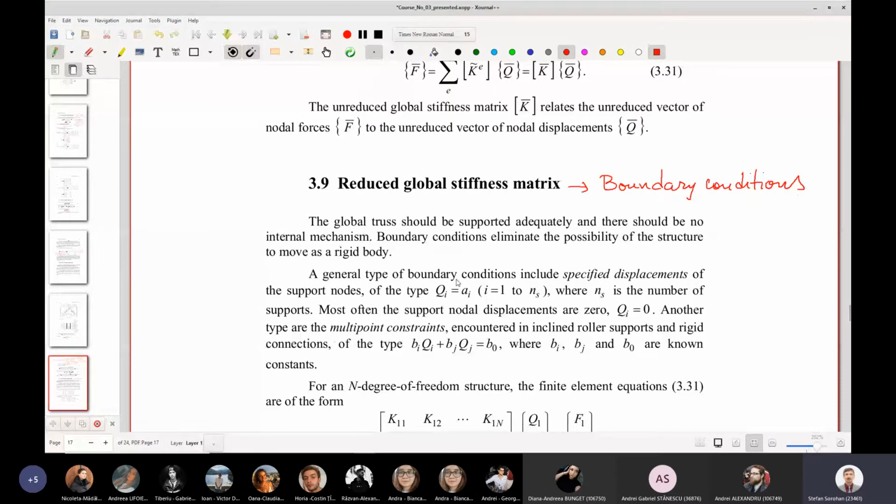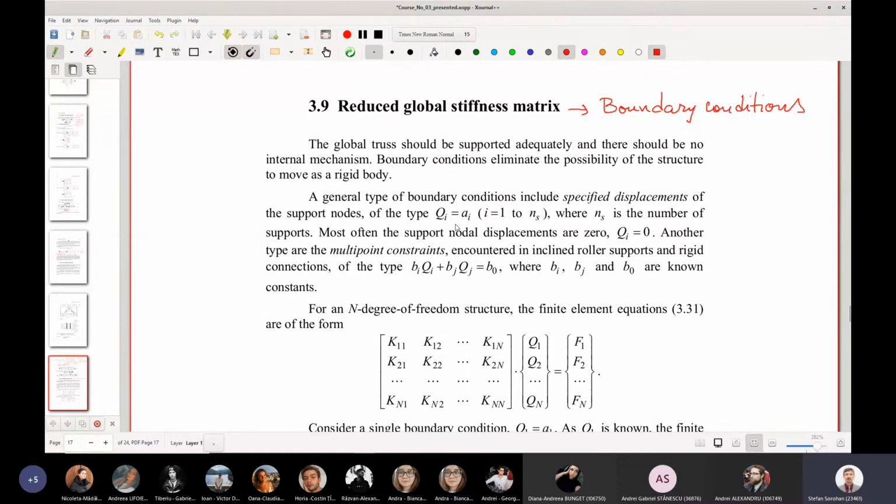What does that mean? According to this notation, the boundaries are in different forms. The simplest one is that we know a displacement. So this boundary condition may include a so-called specified displacement of the supports. So generally, this specified means that we know a particular displacement, but usually this is a small r0, that means in our case a point is fixed here. So I have no displacement for this point here. Qi may be from 1 to the total number of supports here in this picture.